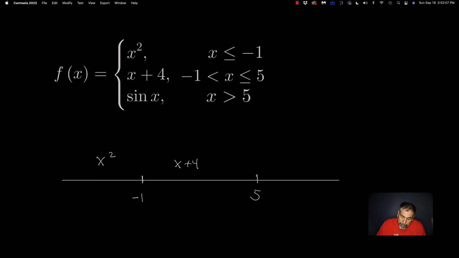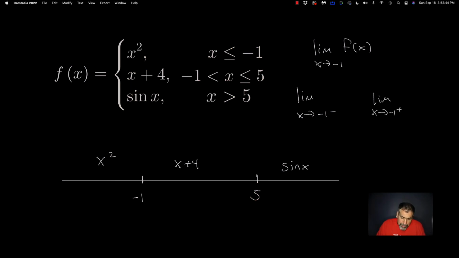And then in the final expression, when we're greater than 5, we'll be using sine x. If this problem were going to be on an AP exam, we would be asked to find the limit as x approaches either -1 or +5. Okay? Let's say that they asked us for the limit as x approaches -1. Remember what that means, okay? We've got to take the limit as x approaches -1 from the left, and we've got to take the limit as x approaches -1 from the right.